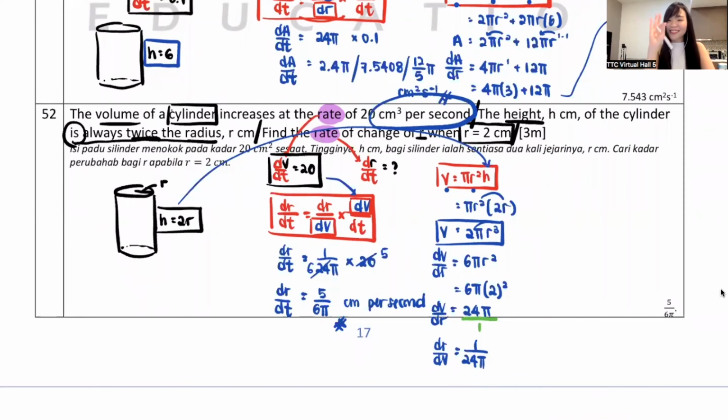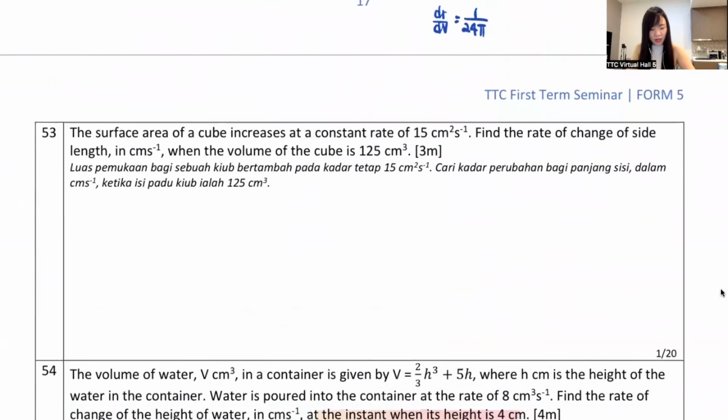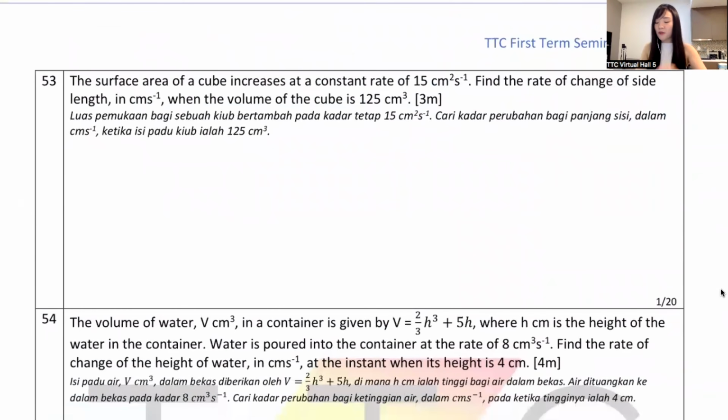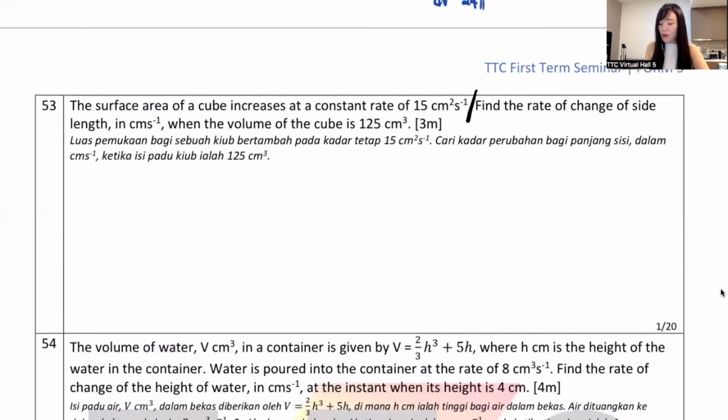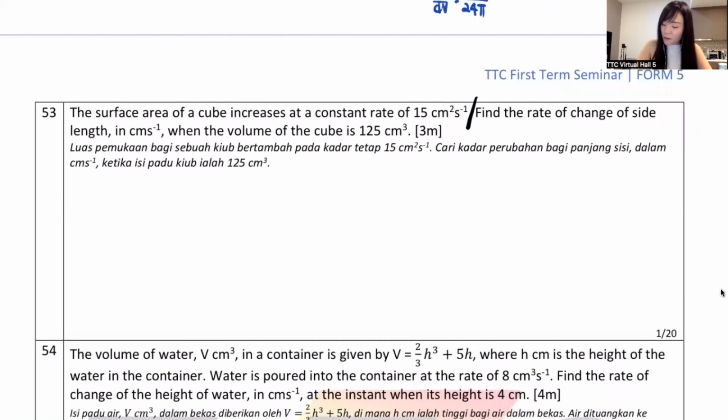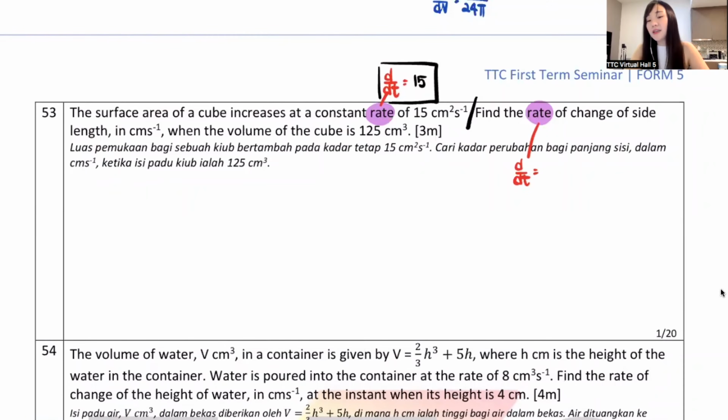Question 53. They say the surface area of a cube increases at the rate of 15. Find the rate of change of side length when the volume of the cube is 125. Same thing, okay? I saw the word rate, that is the keyword. Rate always represents d something dt. So first, they say rate, isn't it 15? 15 is dA dt, surface area. No need dSA, dA will do, okay?